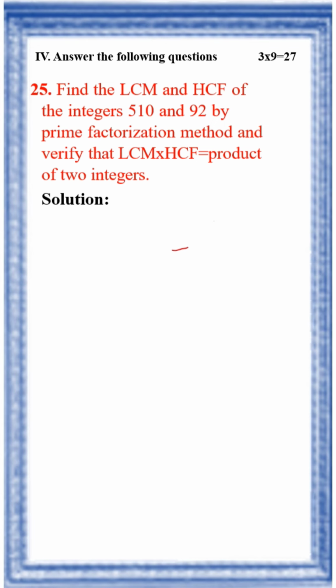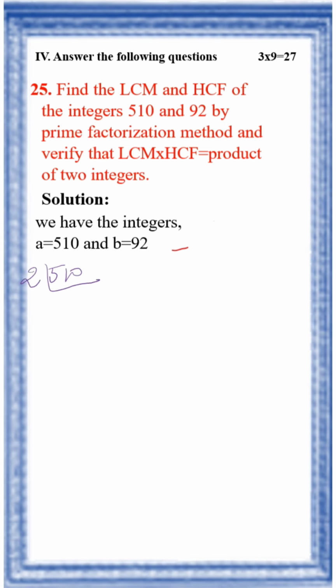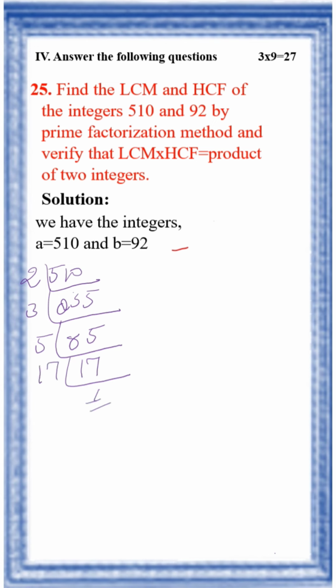Now we have the numbers 510 and 92. Now let us factorize them to find LCM and HCF. 510, the smallest prime number which divides 510 is 2, giving 255. Now the smallest prime number is 3, 3 fives are 15, 5 seventeens are 85, 17 ones are 17. So 510 is equal to 2 into 3 into 5 into 17.